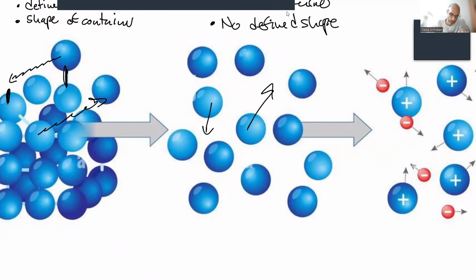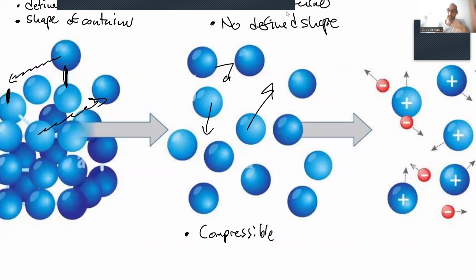Notice that there is no interaction between these things. They don't interact at all. They're just moving really fast. They're bouncing off each other, right? This might bounce off another one, but ultimately they're never going to interact. They're just moving all over the place. The only other thing that I would mention about gases is they are compressible.